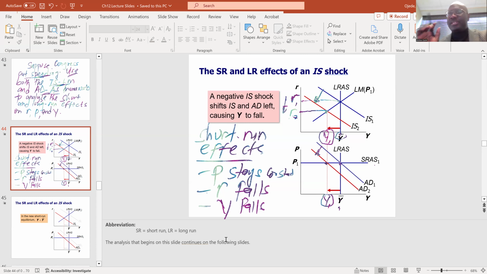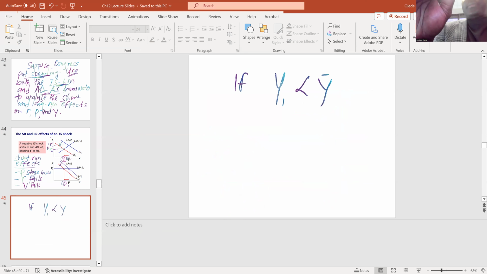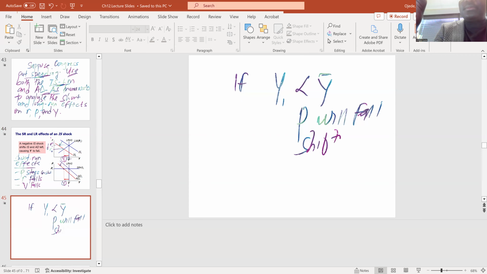So now you know the story. If Y1 is now less than Y bar, when the economy is in a recessionary gap, there's high unemployment, and wages tend to fall. As wages fall, the short-run aggregate supply curve is going to shift downwards, meaning that price will fall, shifting the short-run aggregate supply curve downwards.